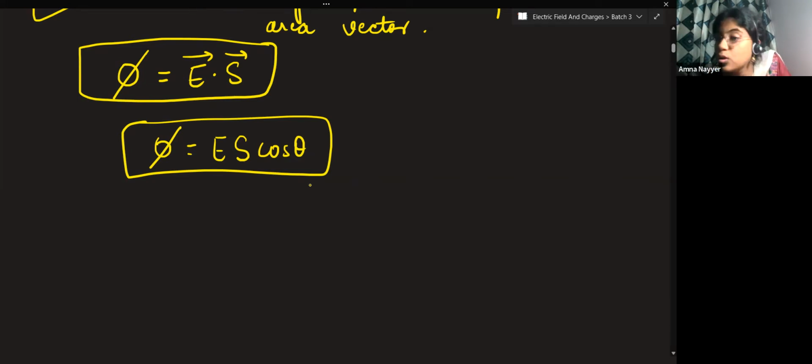If this angle is not given to you, somehow calculate this angle. Then see some clues, some hint, some data must be given in the question that will help you to calculate this angle, but do not consider any other angle.